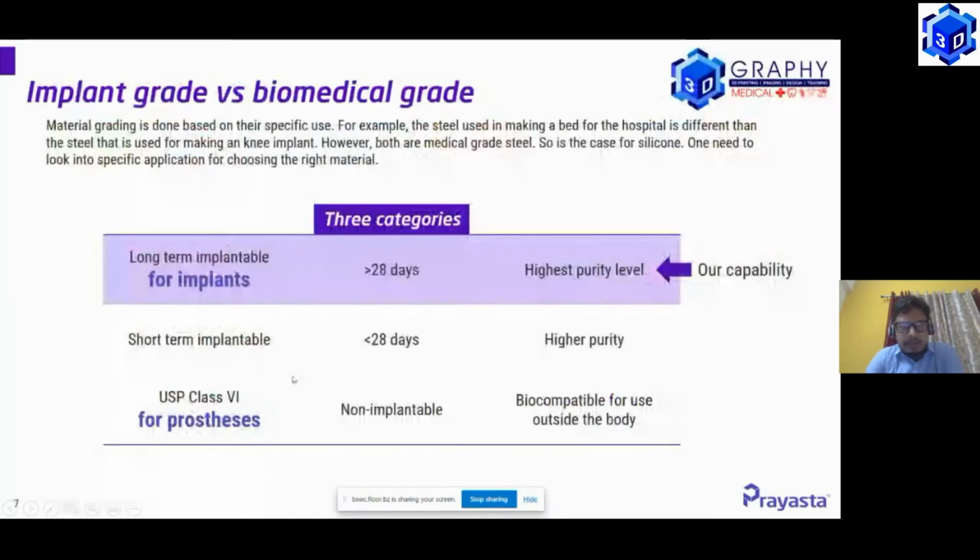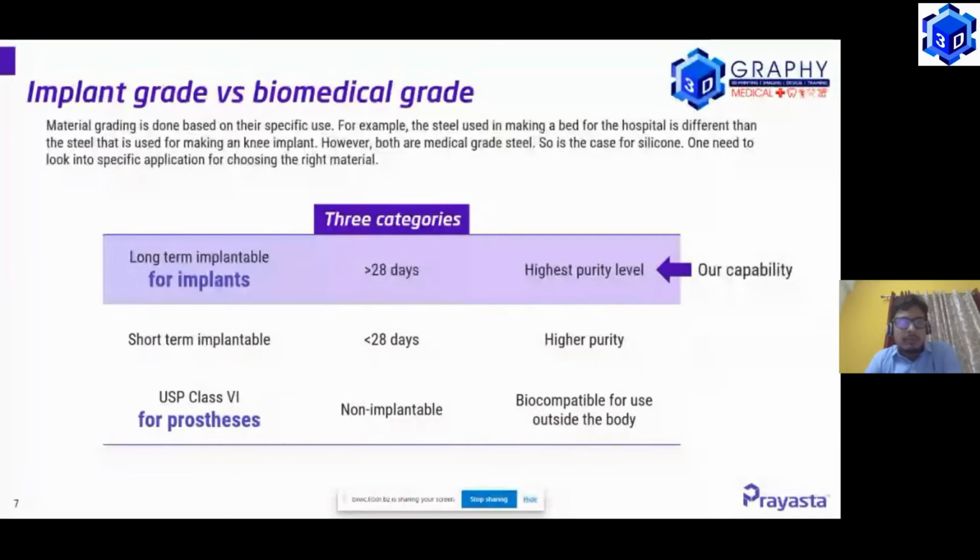And just to tell you a little bit more about implant grade silicon, because there is a lot of miscommunication as well as confusion about the silicon. So silicon today comes in three different categories. First is USP, commonly known as USP class 6. Though all three are called medical grade, all three are not implant grade. Prosthesis, USP class 6 is a prosthesis grade silicon. It is non-implantable in the human body, but still biocompatible for any usage that keeps the material outside the body.